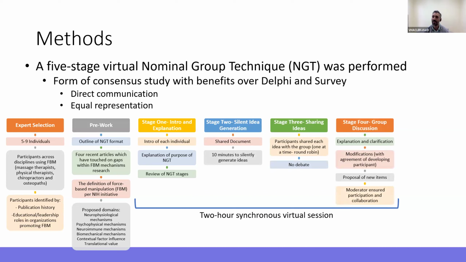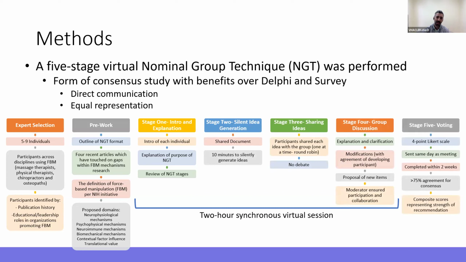We started refining them, consolidating these things, really coming up with a final list of gaps in all of these different domains that we thought were present within the research as it relates to FBM. We then stepped out of the 2-hour synchronous session and voted on these gaps in the different areas. And we used a 4-point Likert scale with more than 75% agreement reaching consensus on the different gaps.